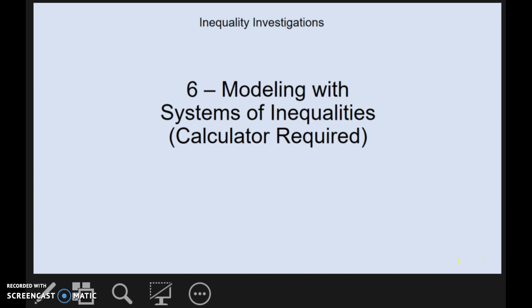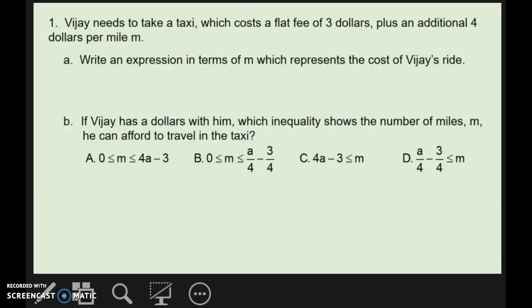So in the first example here, we have that VJ needs to take a taxi, which costs a flat fee of $3. So in other words, when he gets in that taxi, no matter what, he's going to pay $3. So I'm going to underline that piece of information because it seems like it's very important. Plus an additional $4 per mile. So based on our knowledge of the structure of linear equations, I'm going to label some of this because I think it will be very important.